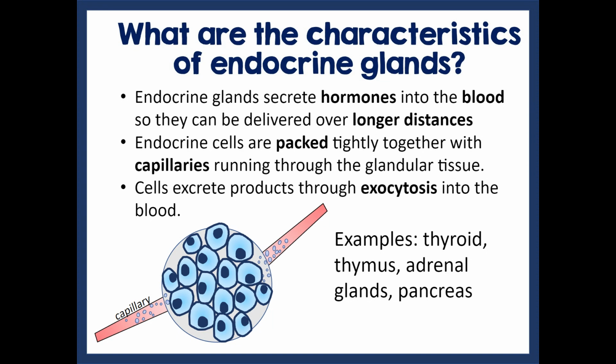Your pancreas secretes insulin, and insulin lowers your blood sugar. The insulin is secreted from the cells, gets into the capillaries, spreads, and takes glucose, sugar, out of your blood and back into cells. So that gives you an idea of how these things work.